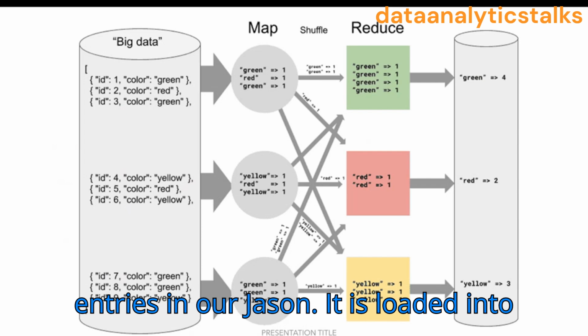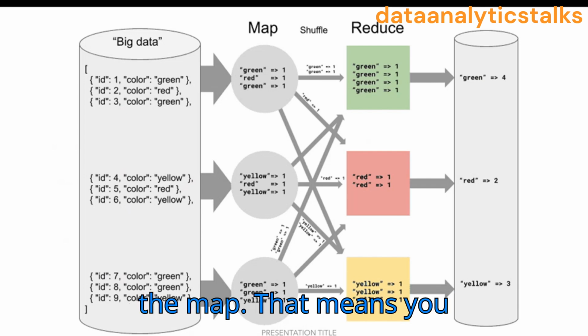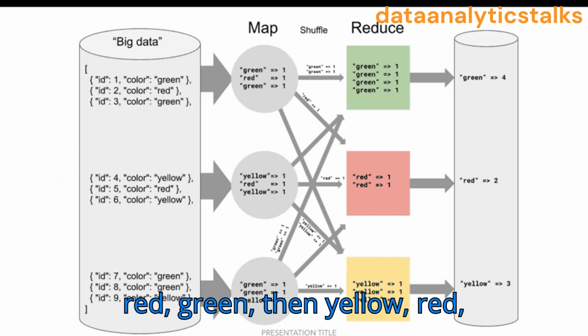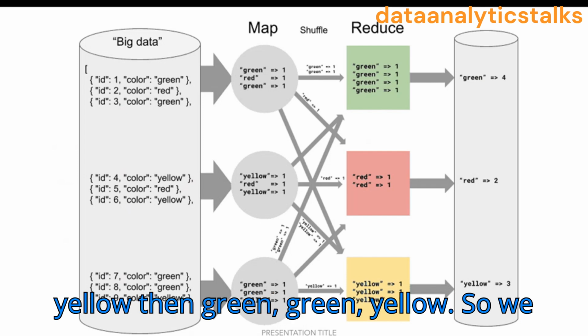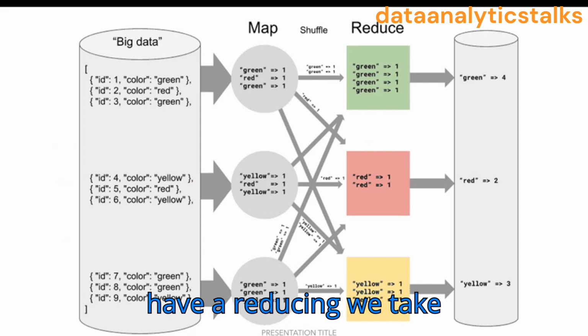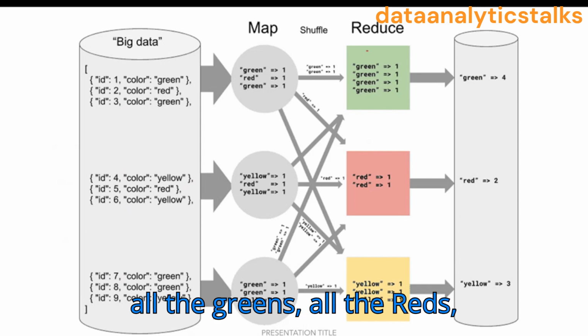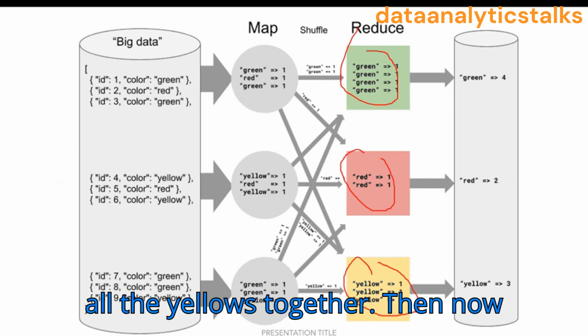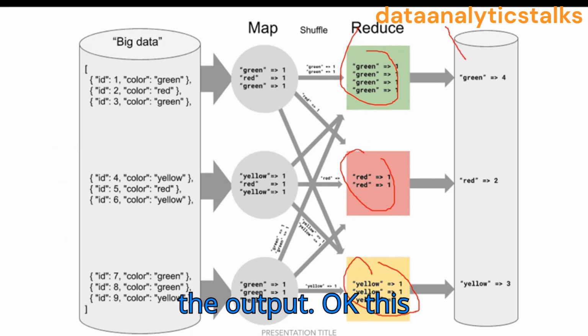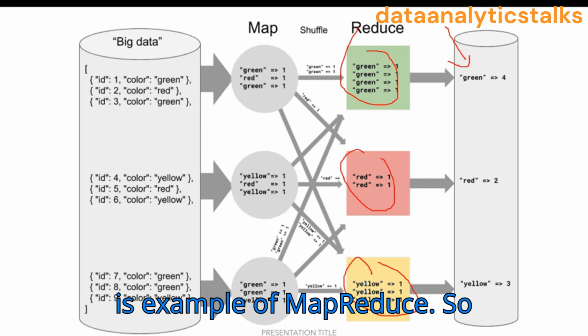It is loaded into the map. That means it is split into chunks like green, red, green, then yellow, red, yellow, then green, green, yellow. So we have 3 parts. Then we have the reducing. We take all the greens, all the reds, all the yellows together. Then finally we do the shuffle and bring the output. Okay, this is an example of MapReduce.